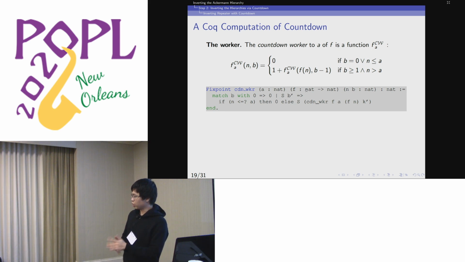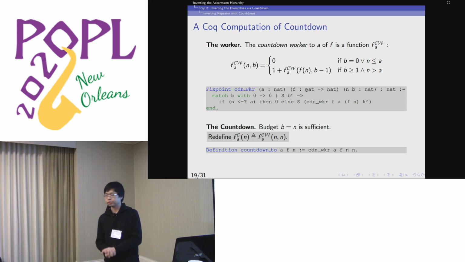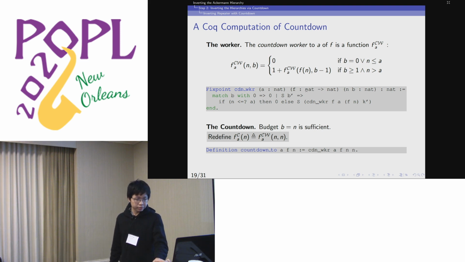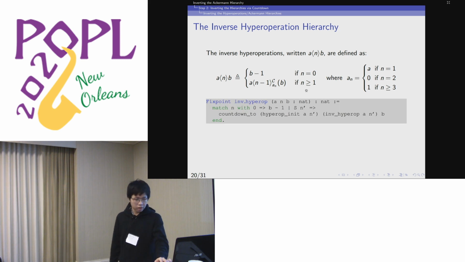And we proved in our paper that for our purpose of building inverse towers, a budget of n, which is also the input, is sufficient. And so we can redefine the countdown to be the value of the worker function with the input n and the budget n. So with this, we can build the inverse tower. This is the mathematical formula. This is a Coq definition.